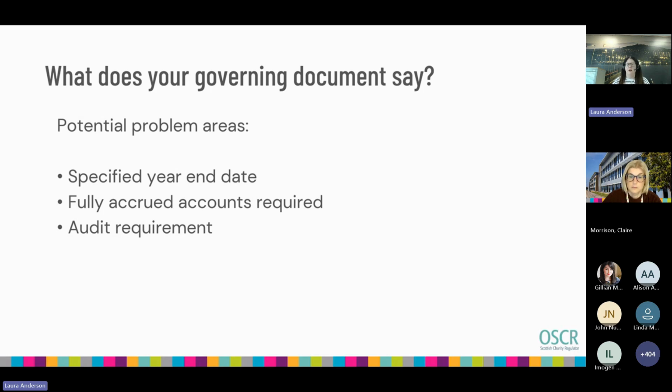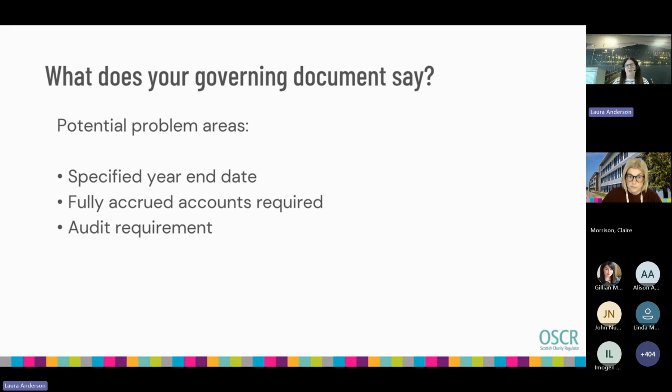It's really important, I can't overemphasize this enough, for trustees to ensure that they're really familiar with the terms of their governing document and that they understand the impact of what the governing document says. And that applies no matter whether we're talking about requirements to do with accounts or other matters such as how trustee meetings are held. If the governing document is out of date and means, for example, that the charity needs to have its accounts prepared on a fully accrued basis instead of receipts and payments, or an audit instead of independent examination, the trustees might then actually want to consider changing the governing document.